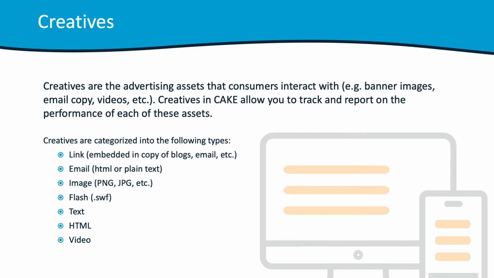The offer is also where you will house any creatives available for your affiliate partners to use when running traffic to the offer. Creatives can be HTML or plain text emails, images, videos, or even just a link, which they can embed in the copy of a native ad or blog post.